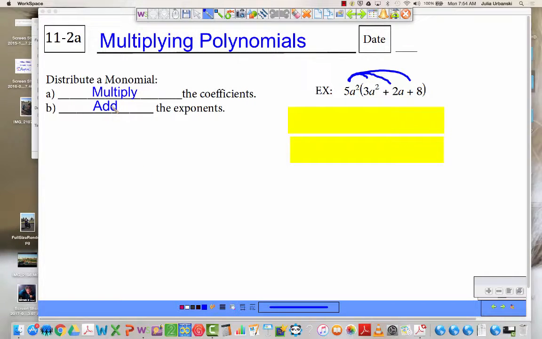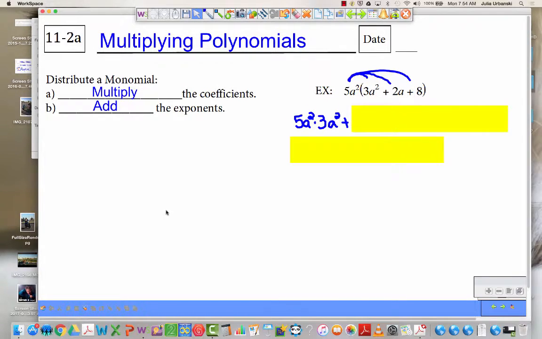You multiply the coefficients, because this 5x squared out in front is right next to the parentheses, and that means times. When there's no sign in between them, it means multiplication. But then you add the exponents as you're going. You're basically just distributing. So what you're going to do is 5a squared times 3a squared.